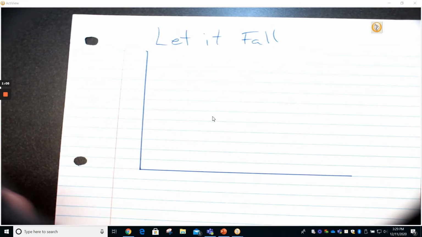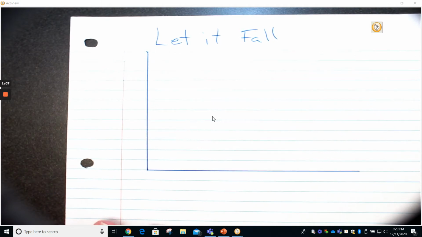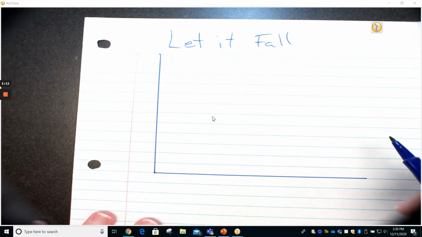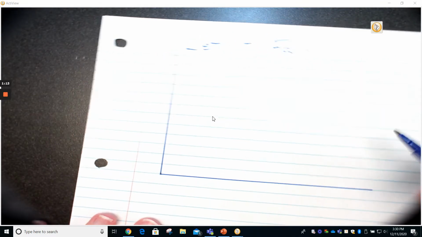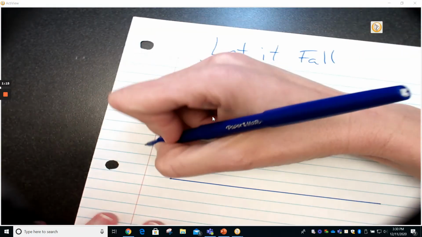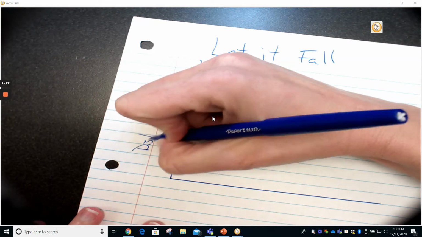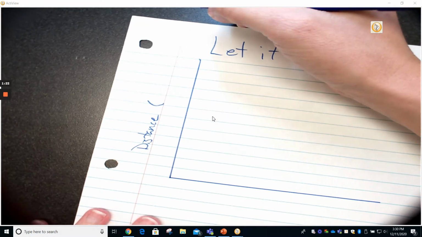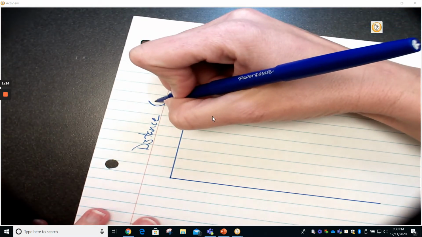Now, if we remember correctly, what goes on the up and down axis all the time for a distance time graph? If you said distance, you're correct. So I'm going to write distance. And then in parentheses, what is our unit for distance? It's a meter. So I'm going to put meter.